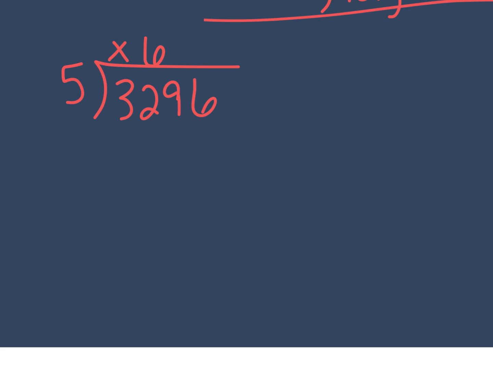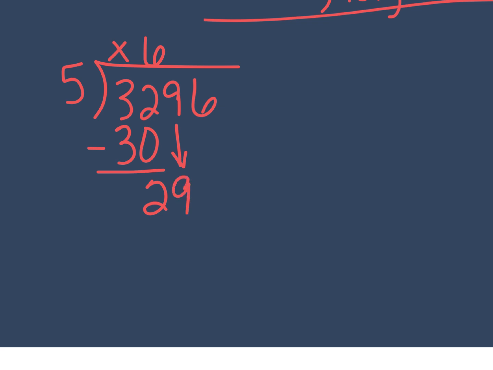Maybe you were taught to just put a space. I was taught to write an X. Sometimes we were taught to put a 0. What do we do now? We got to times the 5 and the 6. What do we get for 5 times 6? 30. Then what do we do? We subtract. And now we bring down the 9 and we do it all over again.